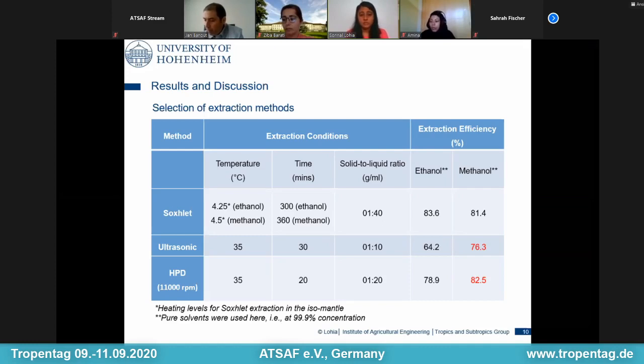The extraction times were really feasible, and a really low amount of solvent was needed for the process compared to the conventional method, and therefore these were chosen. And when compared between ethanol and methanol, a clear extraction efficiency in the case of methanol was seen, a better extraction efficiency. Therefore, methanol was chosen for the further optimization process.